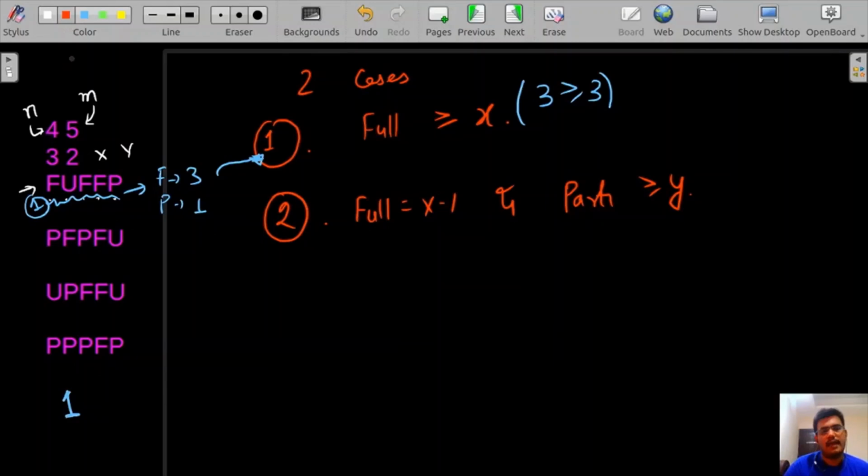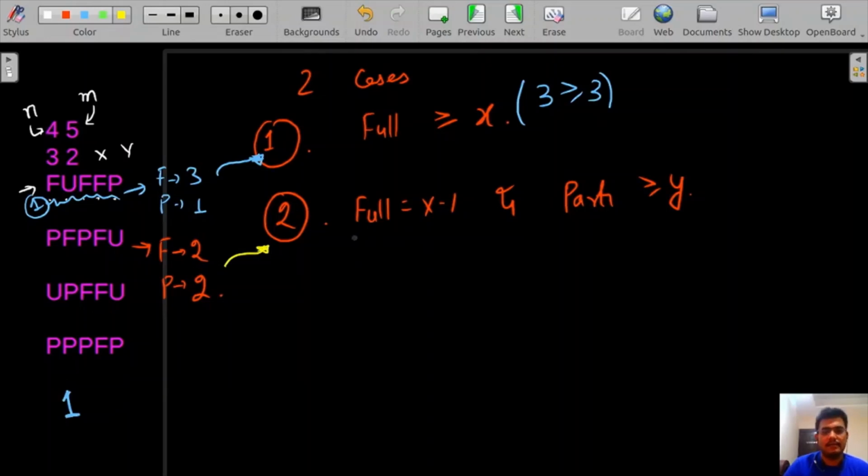Let us see what we have for the second candidate. If you calculate how many fully and partially solved problems there are for this candidate, the number of fully solved problems is 2 and the number of partially solved problems is also 2. So if you check for this particular candidate, does it fall in the first category or not? As the number of fully solved problems is 2, which is not greater than or equal to 3, it doesn't fall in our first category. So let us check the second category.